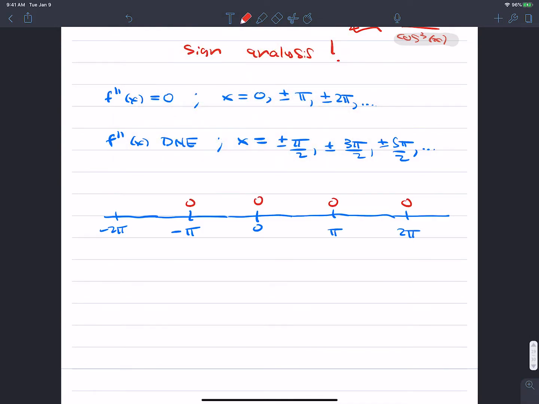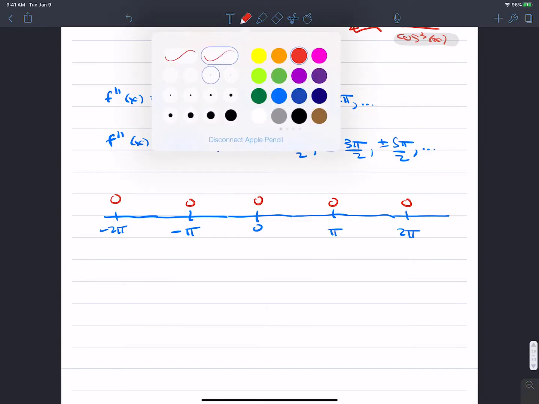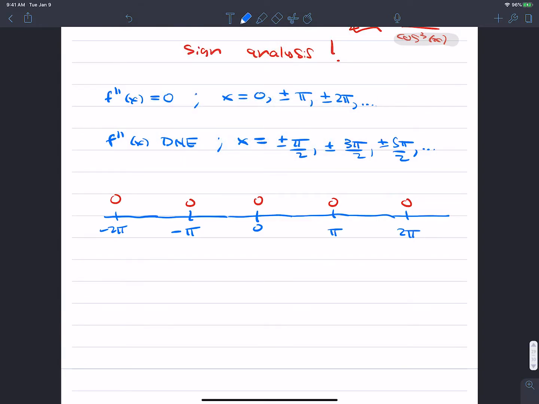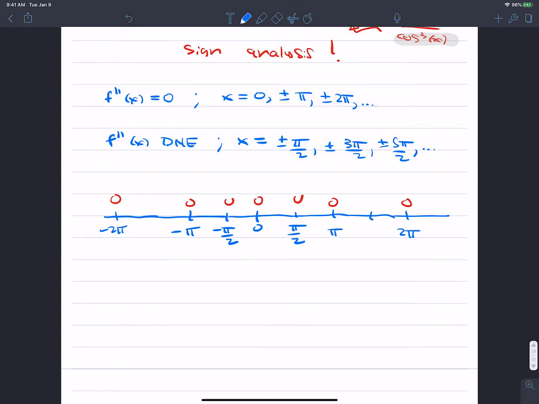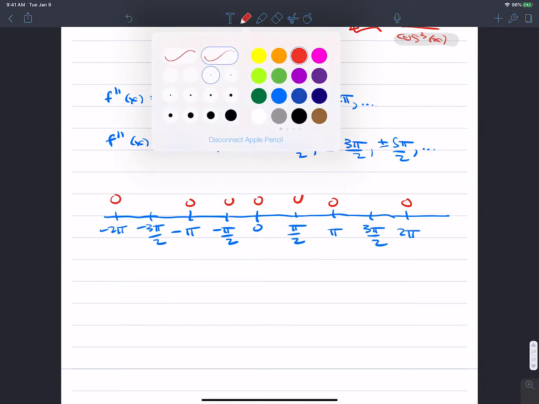And then where is it undefined? Pi, plus or minus pi over 2. Pi over 2, minus pi over 2. It'll be undefined at these two. And where else? 3 pi over 2. So you get 3 pi over 2 and minus 3 pi over 2. You get undefined here.